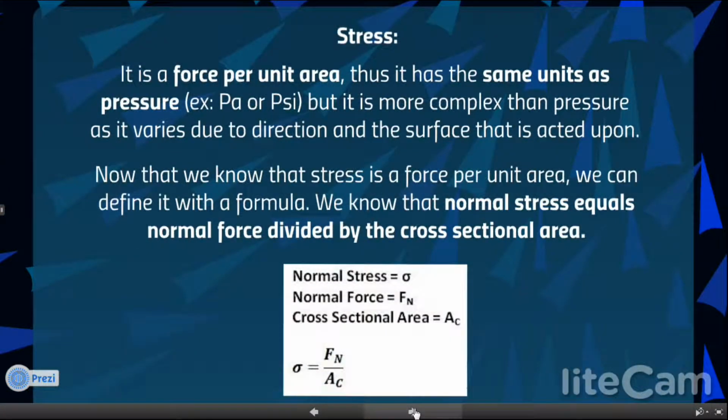Stress is a force per unit area, thus it has the same unit as pressure, for example, pascals or pounds per square inch, but it is more complex than pressure as it varies due to direction and the surface that is acted upon. Now that we know that stress is a force per unit area, we can define it with a formula. We know that normal stress equals normal force divided by the cross-sectional area, and we can use the equation sigma equals F sub n over A sub c.